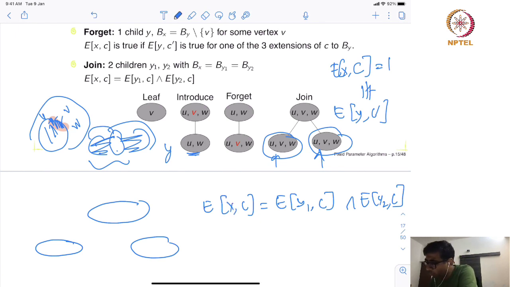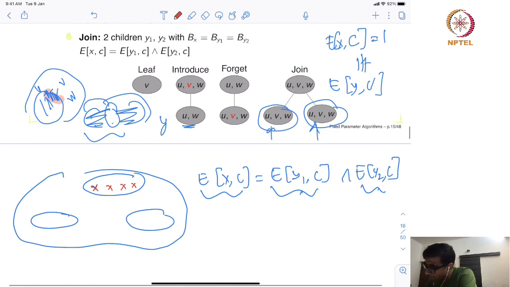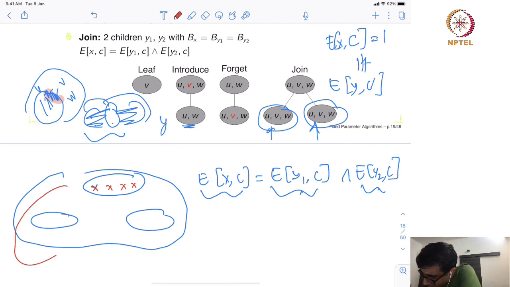Okay. Now notice this evaluates to 1, and this evaluates to 1. What is the meaning of this? It means there exists a coloring of the graph below this, with coloring C. So some coloring has been assigned to these vertices. If E_Y1 of C evaluates to 1, it means there exists some coloring of the graph induced on this. Let's call that coloring F1.